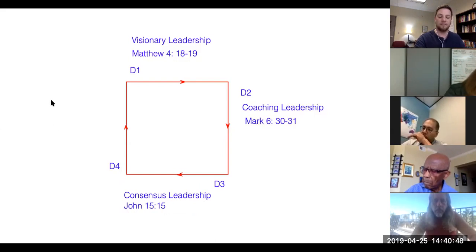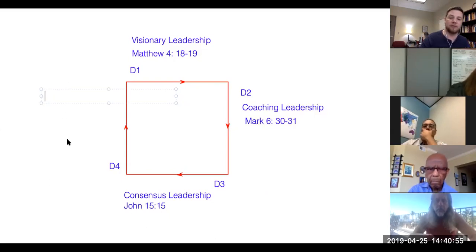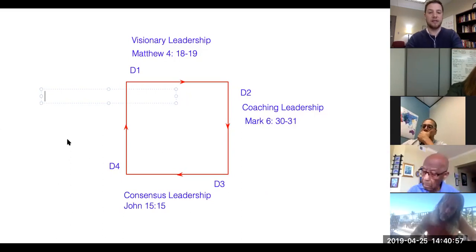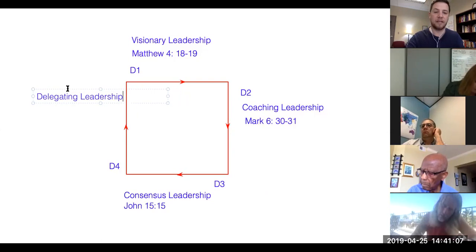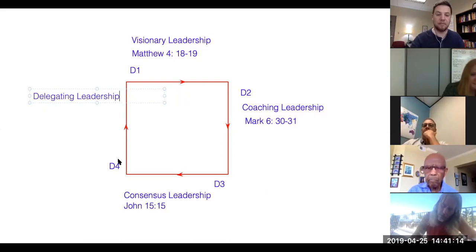And then D4, this is really by the time you get from between the Great Commission through into the Ascension. This is delegating leadership. So this is where you're actually beginning to step out of the picture and really making space for others. And I guess I could put down Matthew 28:19, the Great Commission there.